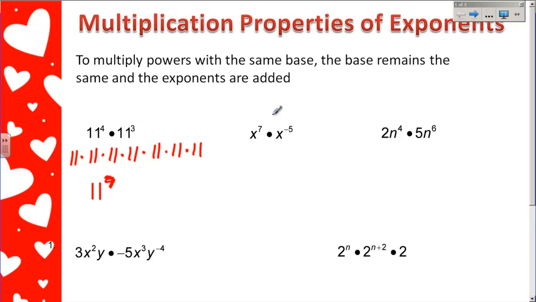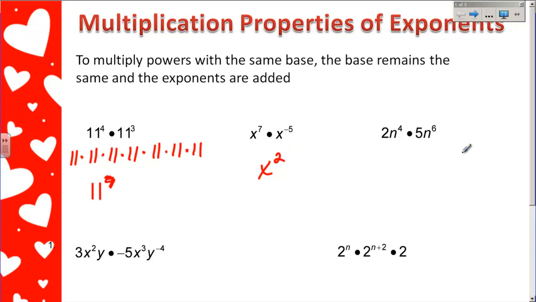So the next example, x to the 7th times x to the negative 5th. My base is x, and my exponents are 7 and negative 5. Well, when I add those, 7 plus negative 5 is the same as 7 minus 5. I just get x squared. So the negative is taking care of itself. I don't have to worry about that rule from yesterday where I had to move it and put it in the denominator. It takes care of itself when I add the exponents.